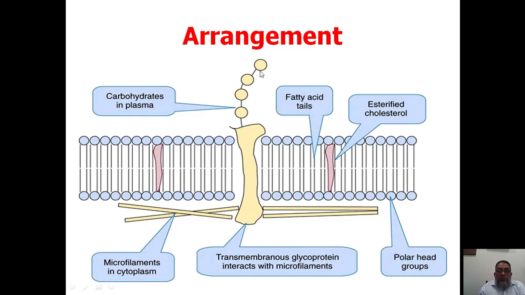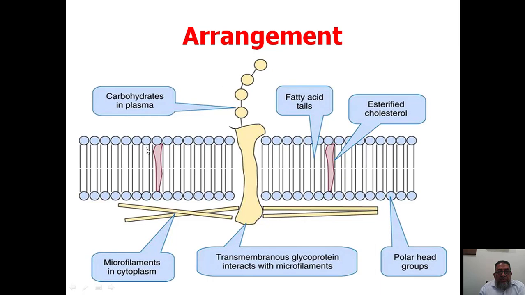The carbohydrate molecules are usually attached to the protein, forming a glycoprotein, so they act as receptors. Look at the picture: these are multiple carbohydrate molecules. This is the cholesterol. Now look at the cholesterol: it is sandwiched between the fatty acid tails of the phospholipid. The proteins are present through and through. This is the transmembrane protein, a glycoprotein. These are the microfilaments inside the cytoplasm.